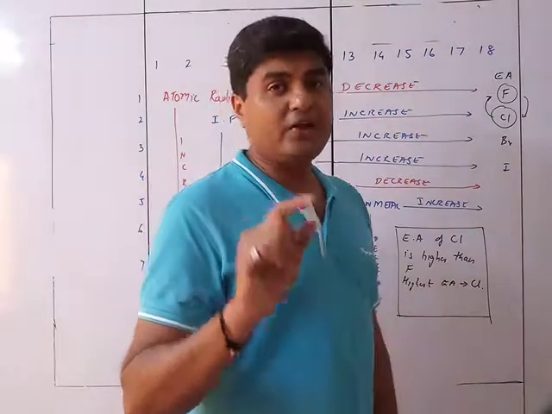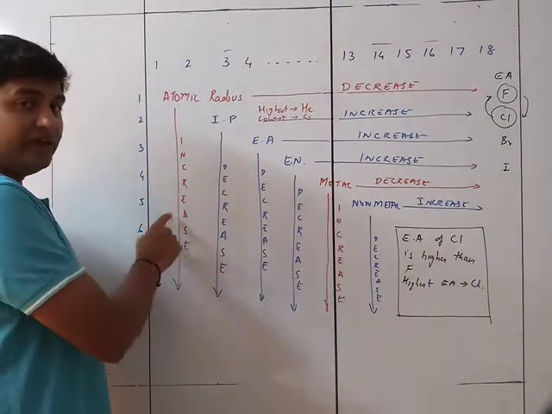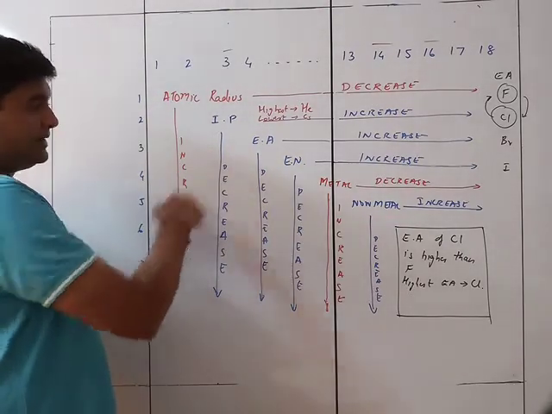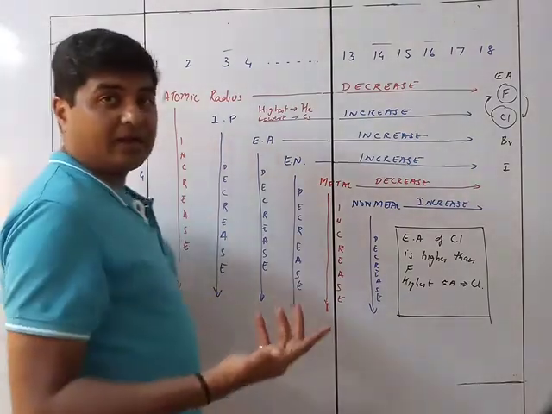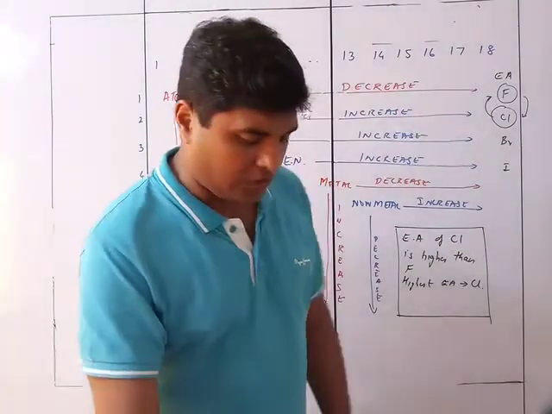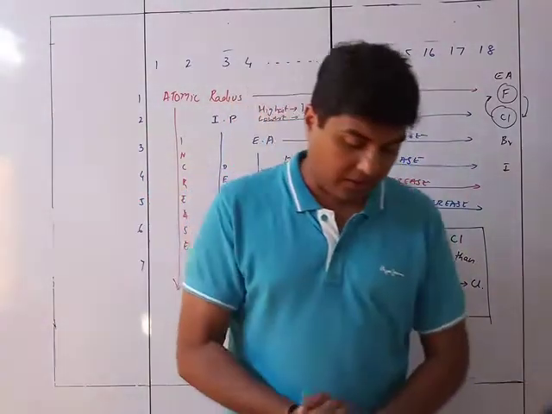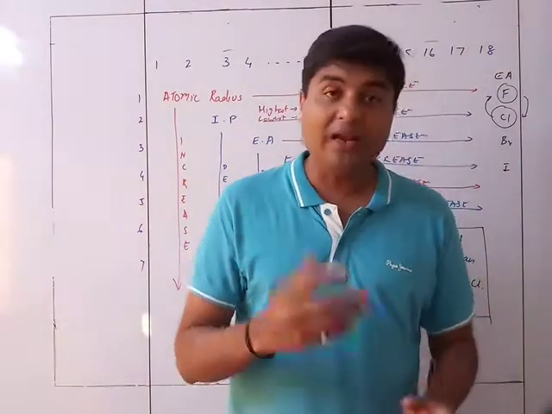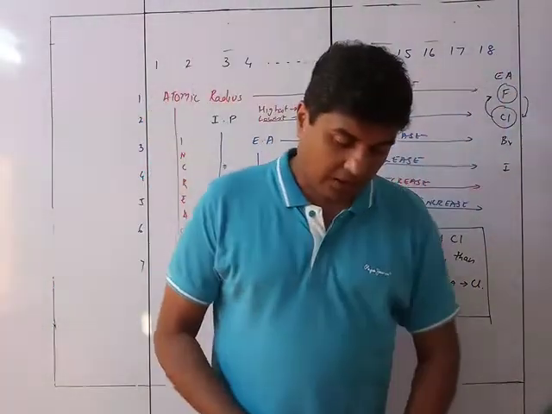Francium being radioactive, see actually cesium and francium are here, so francium should have been the lowest over here, but francium being radioactive, that's why it behaves in a different manner. So we say that the lowest IP is of cesium and the highest IP is of helium, which is actually an inert gas.